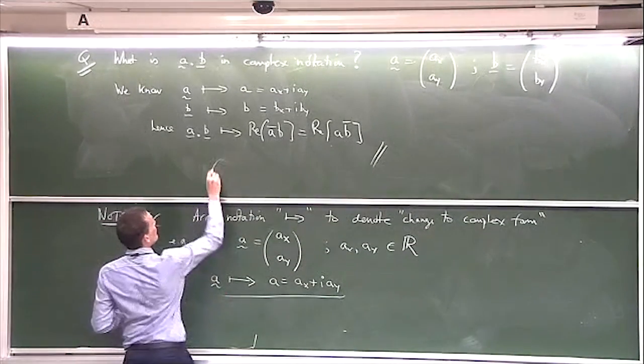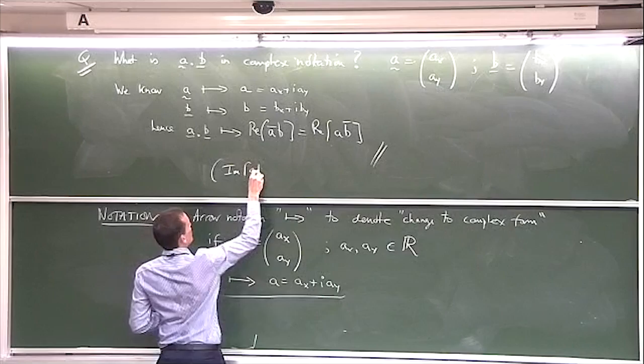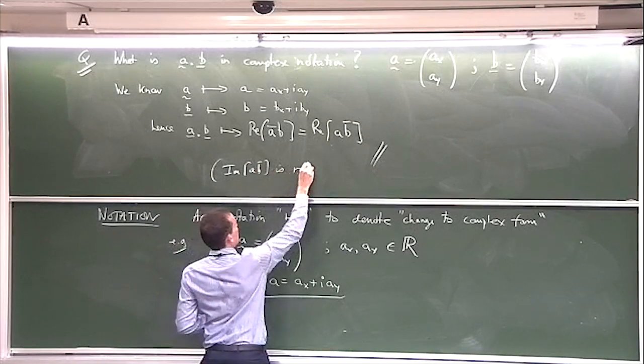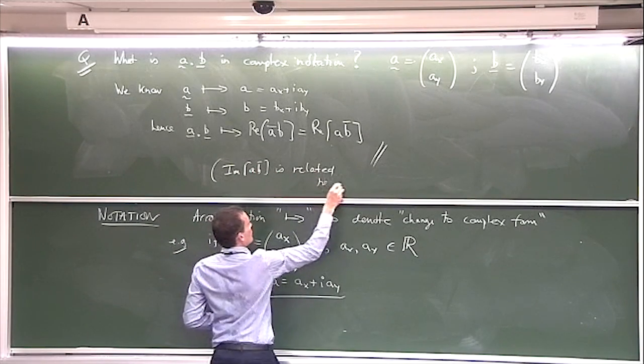Okay, so let me just make a brief note. a b bar is related to A cross B.